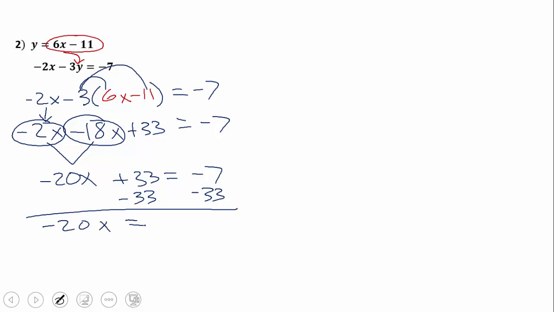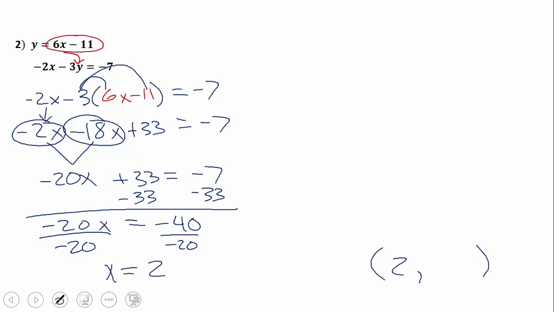Negative 20x is now equal to negative 40. Divide that by negative 20, and x is equal to 2. Now I'm hoping that you are just listening at first, and once I'm done with this entire example, you then copy down what we did. So I come over here, my final answer, my x is 2.